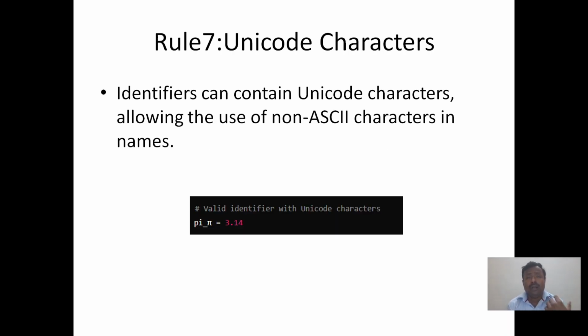Now coming to the next rule, identifiers in case of Python can have Unicode characters. That is, you can use non-ASCII characters while defining the identifiers. If you see here, pi underscore, the pi symbol, 3.14, it is a valid identifier. So you can use the non-ASCII characters. You can use the what? Non-ASCII characters while defining the what? Python identifier. So you can define the identifier.